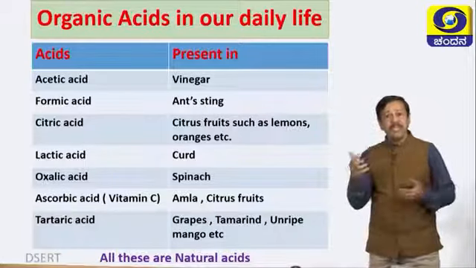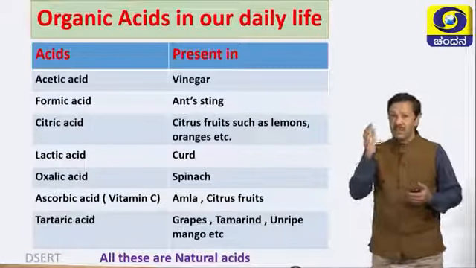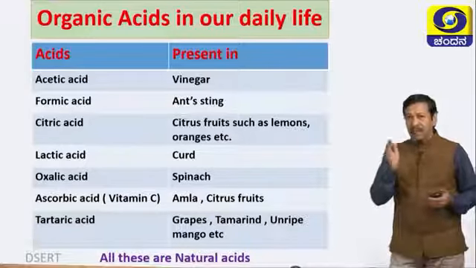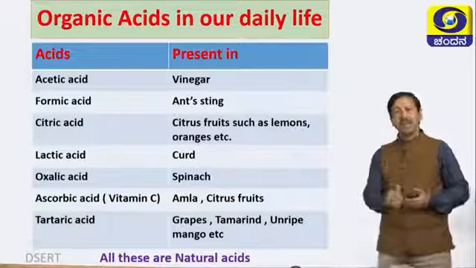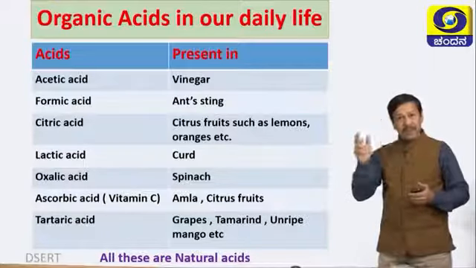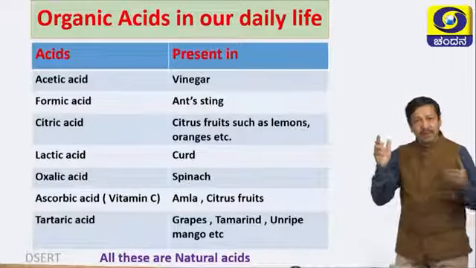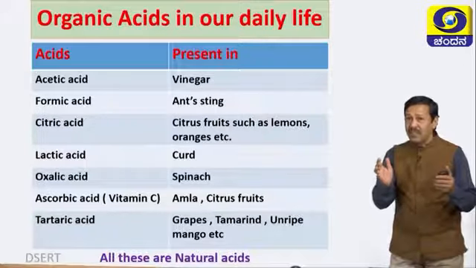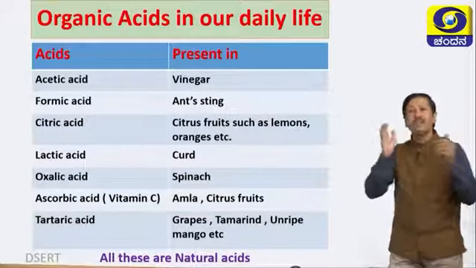Similarly, vitamin C, commonly known as ascorbic acid, is found in amla, citrus fruits and so on. Tartaric acid is found in tamarind, grapes, unripe mangoes, and so on. All these are found in nature, hence these are called natural acids.